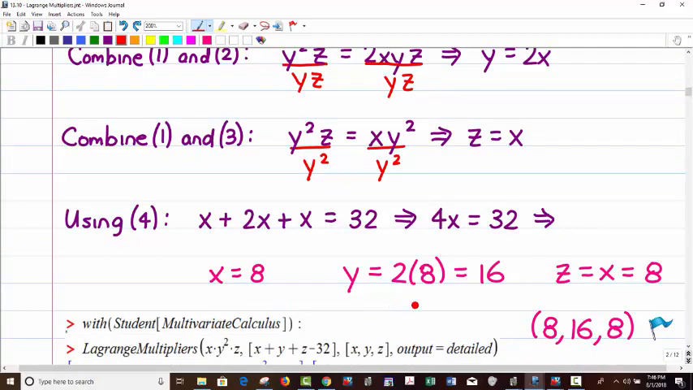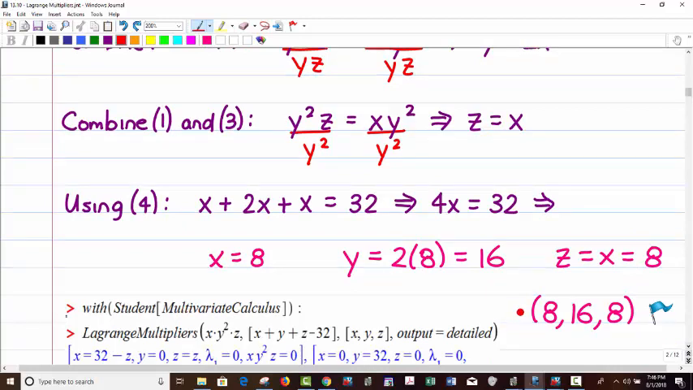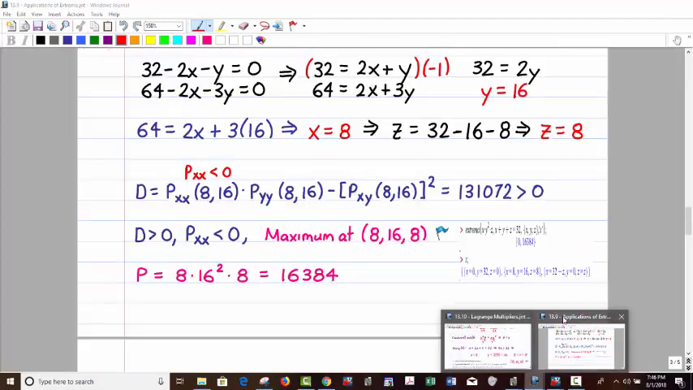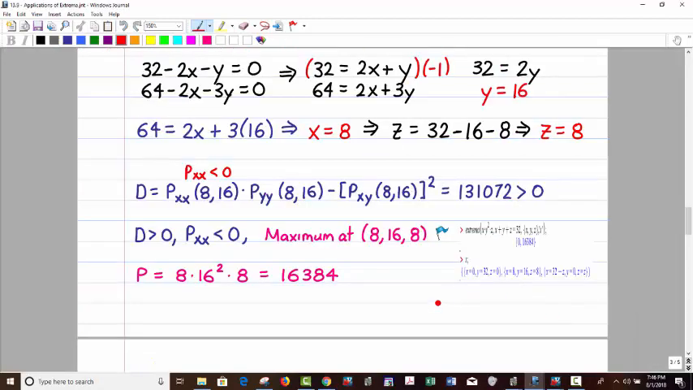And then we know that y equals 2x from right here. So it'll be 2 times 8, which is 16. And then z equals x, which equals 8. Slide over to this other one. Now, that's the same answer we got over here, but it's a lot less messy. Now I used the Extrema command in the Maple software, and it got the right answer.